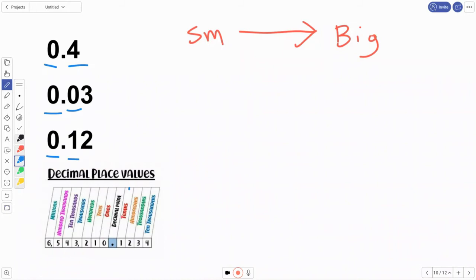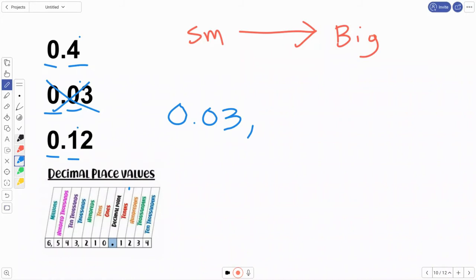So I can finish this problem knowing that. As I look in the tenths, I have a 4, a 0, and a 1. So the smallest of that is a 0, meaning that 0.03 is my smallest number. 0.03. I'm going to write that number first, separate it by a comma. Cross that number out because I know that that is the smallest.